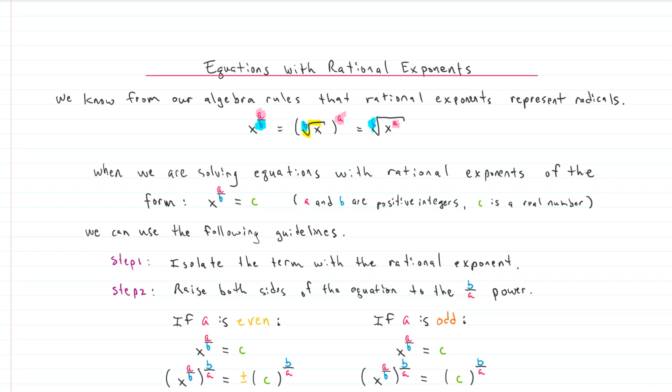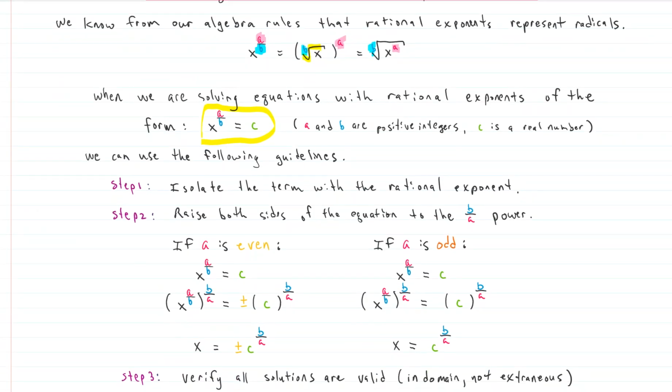So when we're solving equations with rational exponents, we know it's going to involve radicals in some form. If we have an equation of the form x raised to a fractional exponent a over b equals some constant c, where c is a real number and a and b are both positive integers, then we can use this simple step-by-step process to solve for x. The first thing we want to do, step one, is isolate the term with the rational exponent, meaning get it by itself. So it has to fit this form that you see highlighted in yellow: x to some fractional exponent equals some constant.